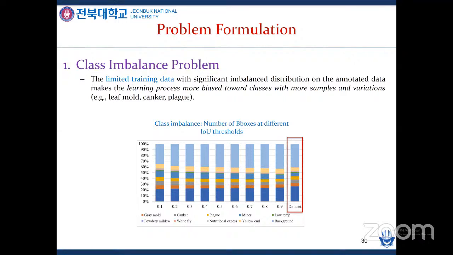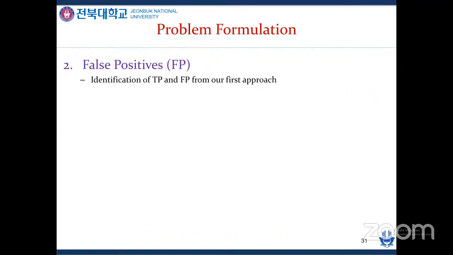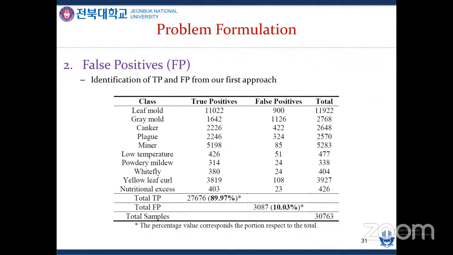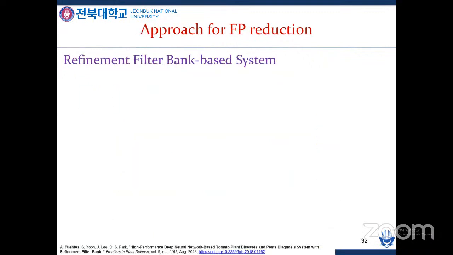So that is the class imbalance problem. And we got another issue: the false positives caused by the class imbalance. In our first model, we found that about 10% of the samples were falsely detected, meaning they do not belong to the class that was expected. Those two big issues were solved with our second version of the model.